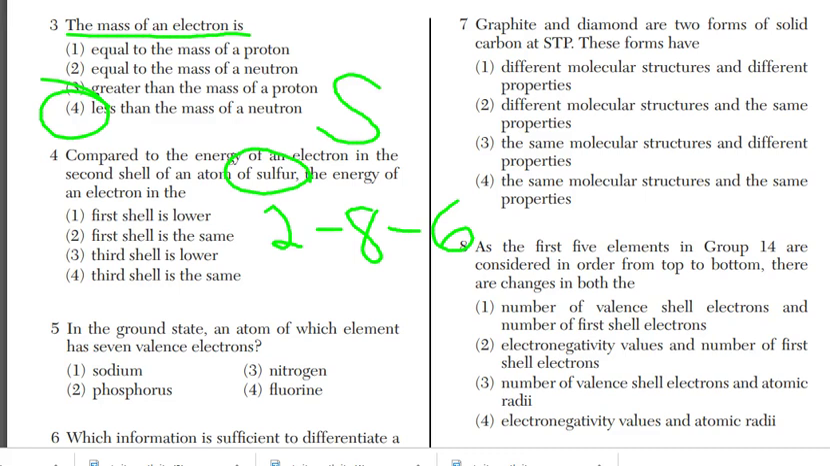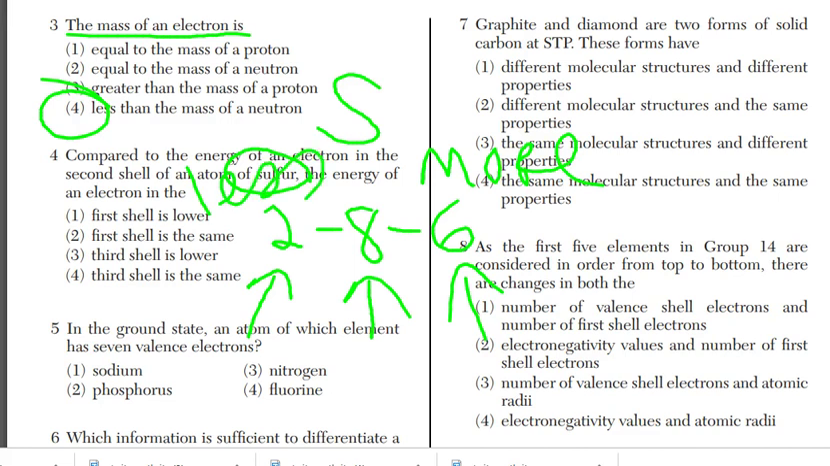So the second shell has 8 electrons. We have 2 electrons that are closest to the nucleus and 6 that are further away. The further away electrons are from the nucleus of an atom, the more energy they have. So more energy on this end and less on this end. So our answer is 1.